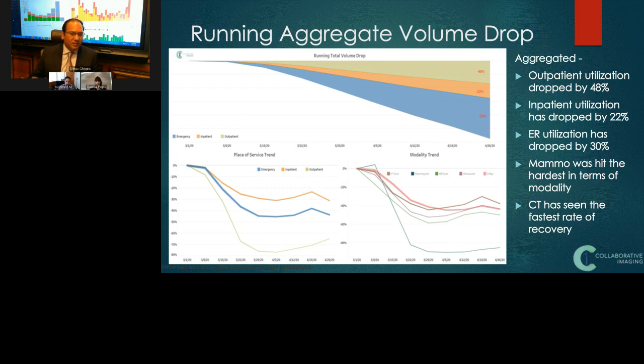Interestingly, you can see CTs have started to rise since April 18th to April 24th. We have seen a pickup in the CT volume, but everything else is still not really increasing over time.